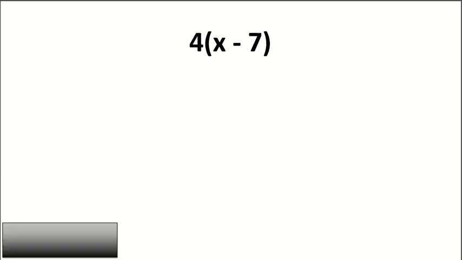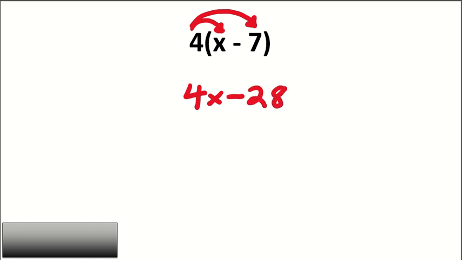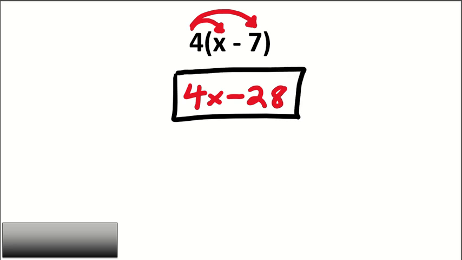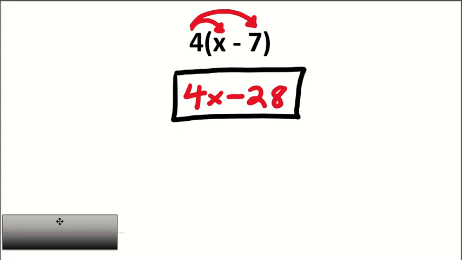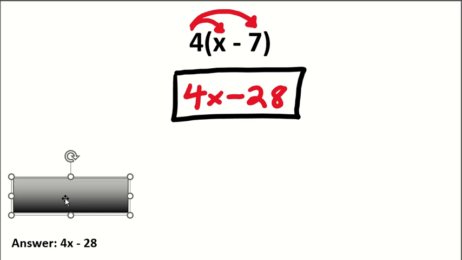Let's try this one. Same deal. So I'm going to multiply 4 times x. 4 times x is 4x. I'll bring my subtraction sign straight down and then multiply 4 by 7. 4 times 7 is 28. And just like that, I have now rewritten this as a difference of 2 terms using the distributive property.